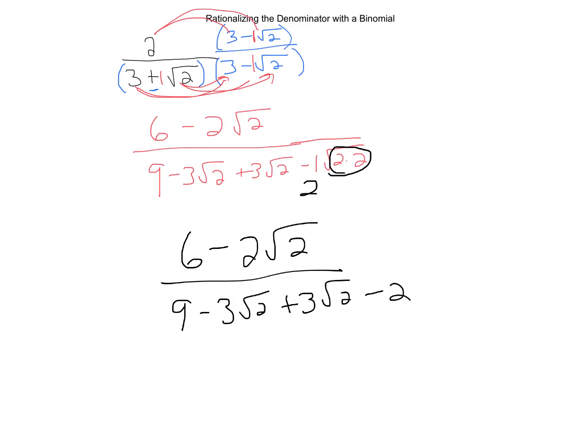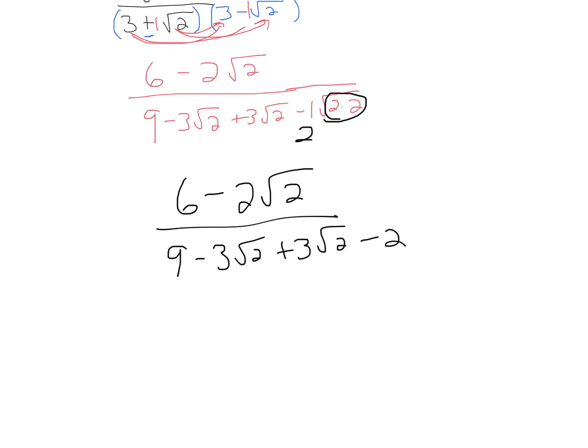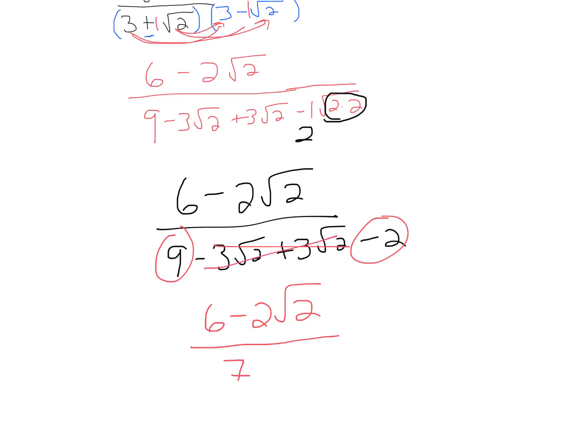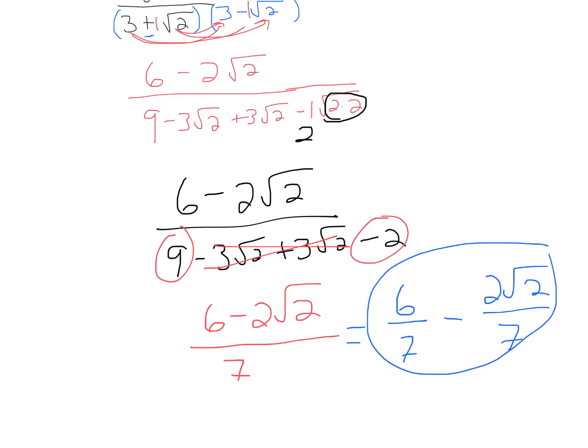Okay. Now on the bottom I got to combine my like terms. Minus 2 radical 2. Now 9 minus 2 is 7. And these cancel. And now we have to try to reduce. 6 over 7 minus 2 radical 2 all over 7. And I can't reduce any of these fractions, so there it is.